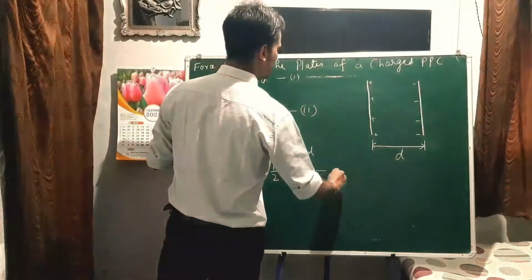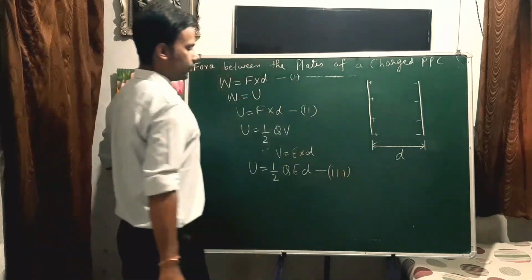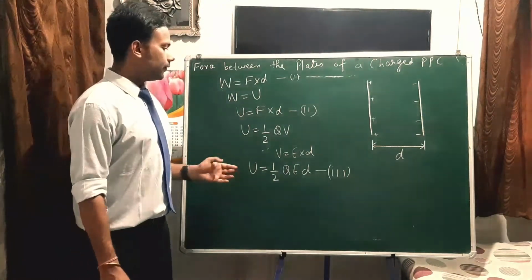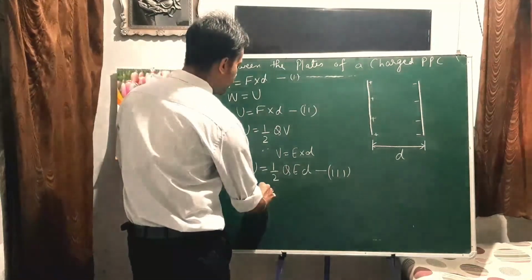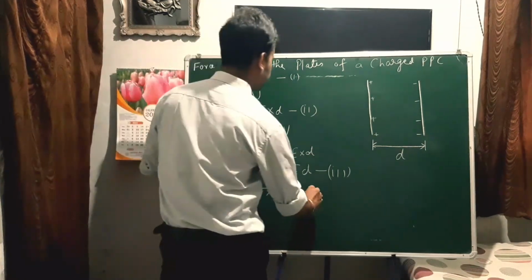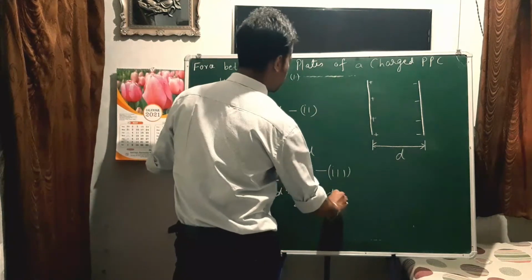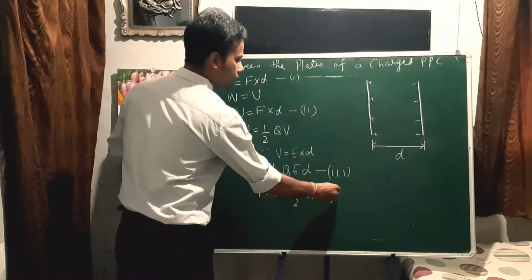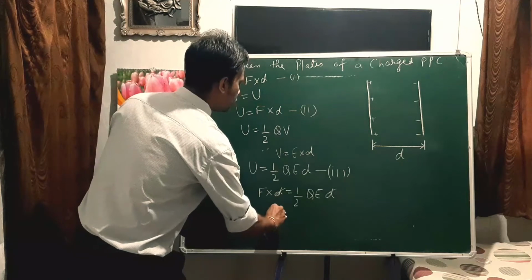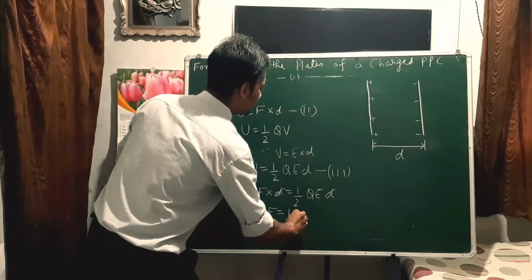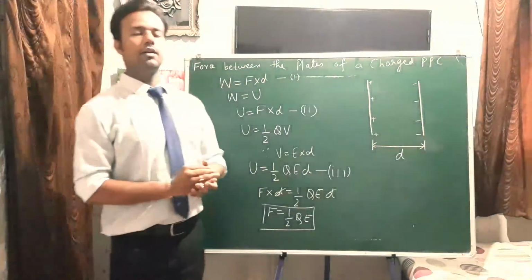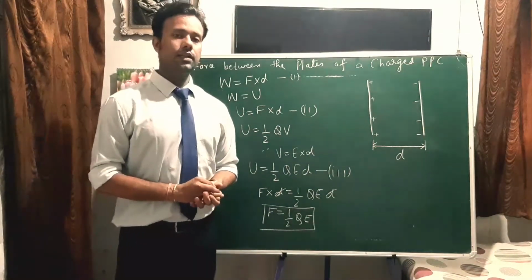Let's say this is equation number 3. Now equation number 2 and equation number 3 can be compared because on the left hand side we have U. So F into D will be half Q E D. So D has been cancelled. We'll get the value of F is half Q into E. So this is the amount of force which acts between the plates of the capacitor.